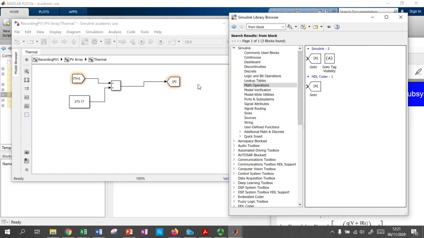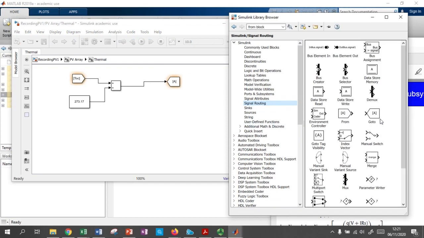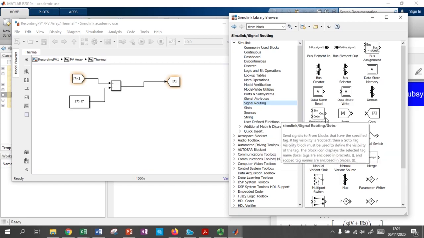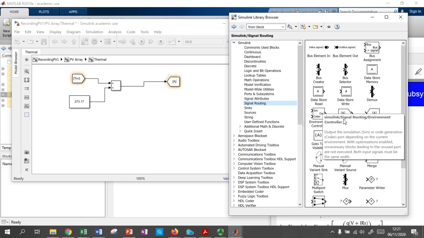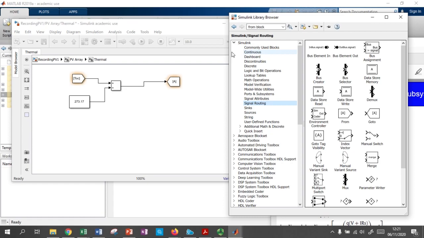Another technique that I can find is the Go-To, which is signal routing. Again, you can find it: it's a Go-To and a From. Both of them are available here, and you can select it from this one, or you can type it. If you know the name of the block, you can type it, and it will easily find it for you.